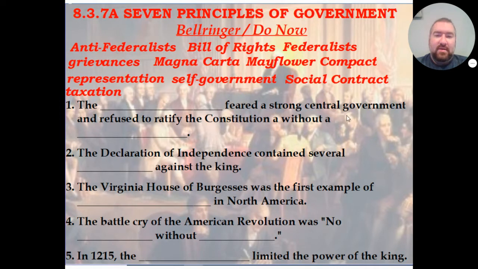They refused to ratify the Constitution without a Bill of Rights. That's the two big things you need to remember about the anti-federalists. They were afraid of a strong central government and they wanted a Bill of Rights.